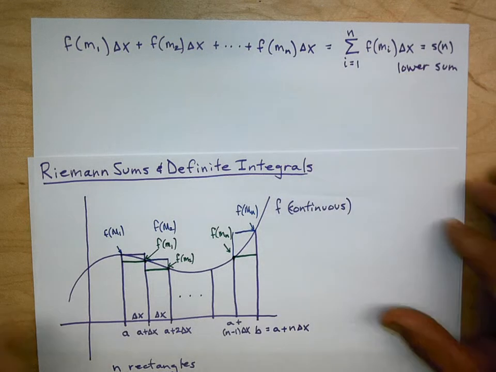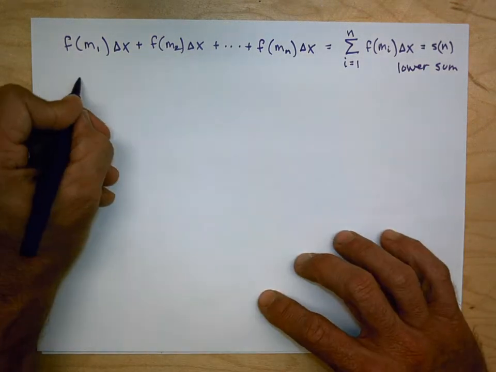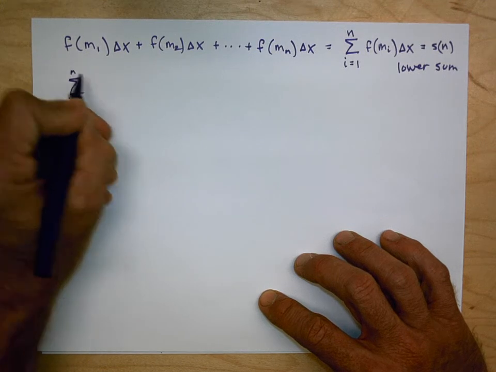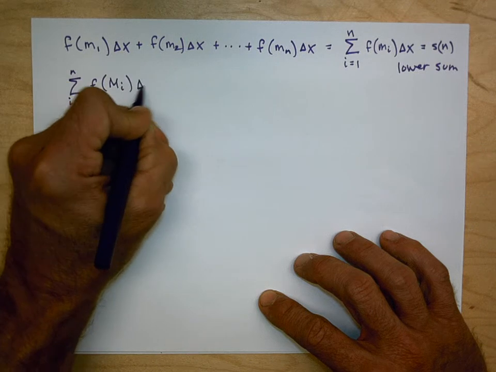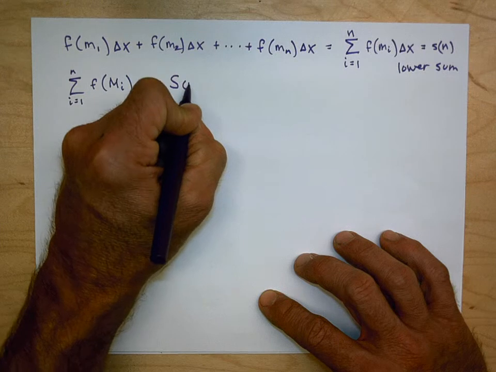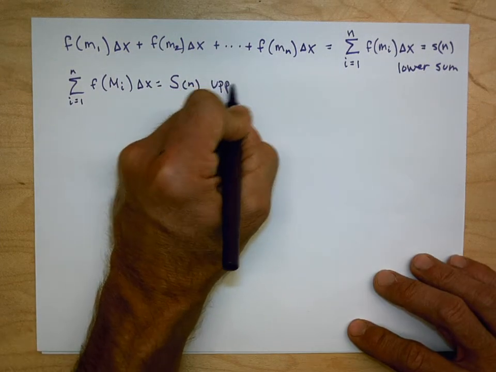All right. So in a similar way, we could define the upper sum to be the sum from i equals 1 to n of f of capital M sub i times delta x, and that is denoted as capital S of n. All right, and this is our upper sum.